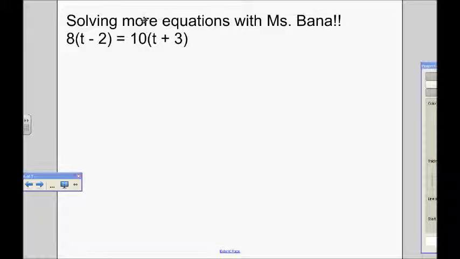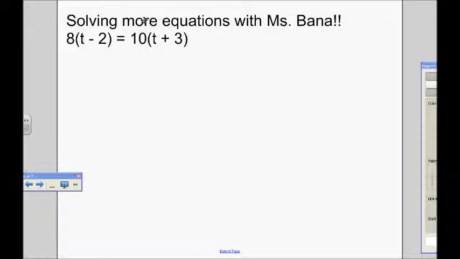So, from the last two videos, you'll notice this is just the next progression. There's something new in this question. It's still an equation, because it has an equal sign. We're still going to do the same thing to both sides, because it's an equal sign. We have variables on both sides of the equal sign. We're still going to use opposite operations, but we're also going to use something that Miss Vanna loves, distribution.